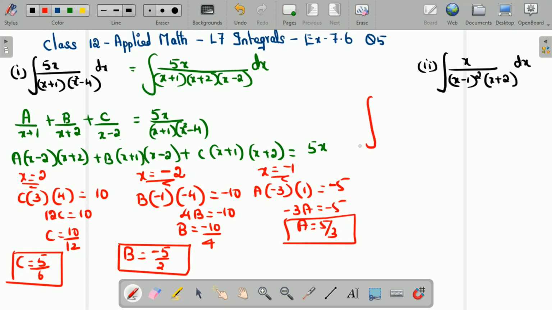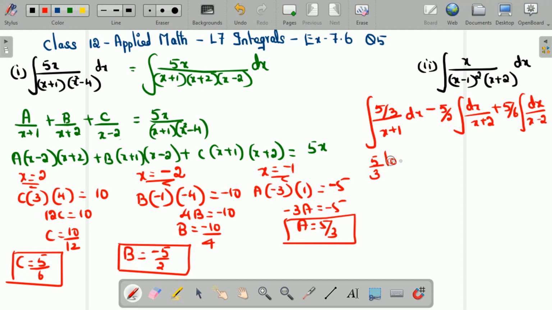So this will become the integral of 5 by 3 divided by (x + 1) dx plus B into, the minus sign of the B I am taking outside, so minus 5 by 2 integral dx divided by (x + 2) plus 5 by 6 integral dx divided by (x - 2). So if you integrate, this will become 5 by 3 log of (x + 1) minus 5 by 2 log of (x + 2) plus 5 by 6 log of (x - 2) plus C.